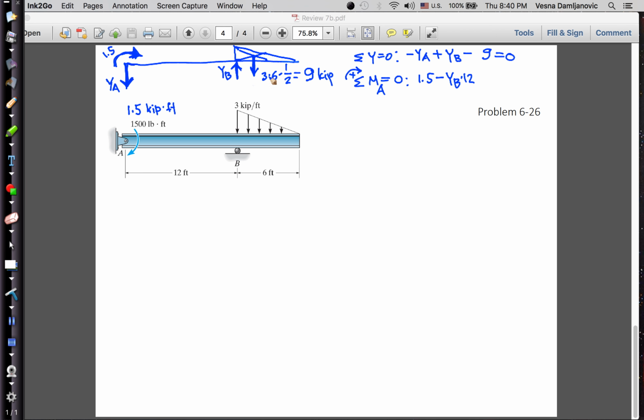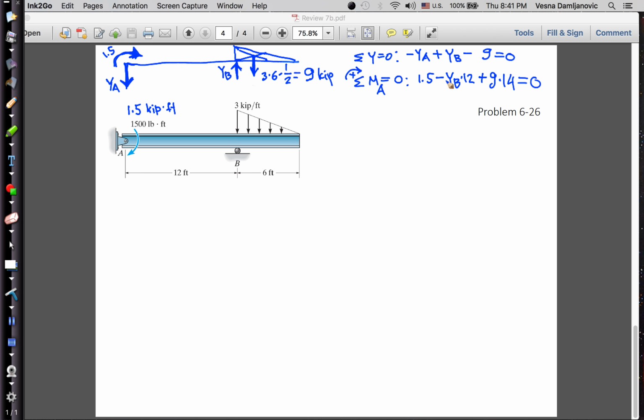And then the distributed load is in the same direction as my plus, so it's going to be plus 9 times this whole length plus the third of that. A third of 6 is a 2. So 12 plus 2 is 14. So it's going to be 9 times 14, and it's going to be plus. And that will be equal to 0.